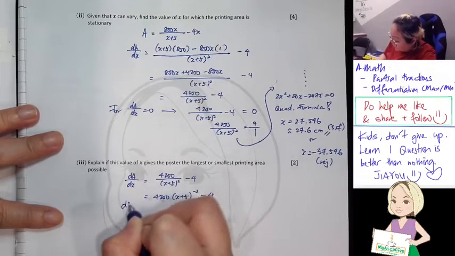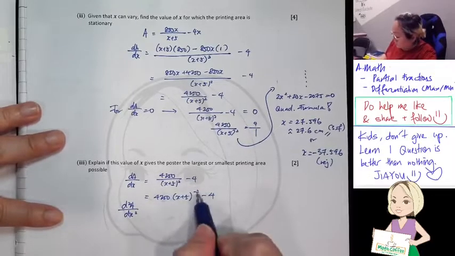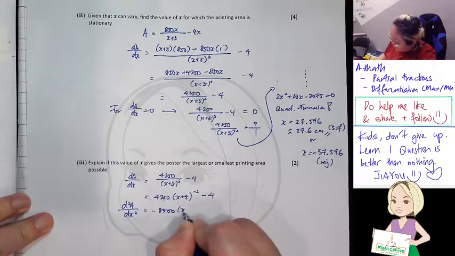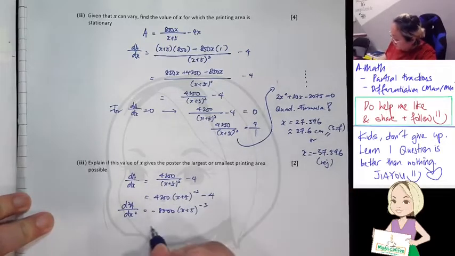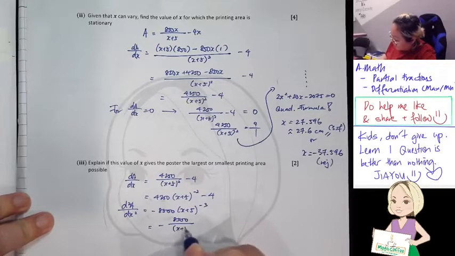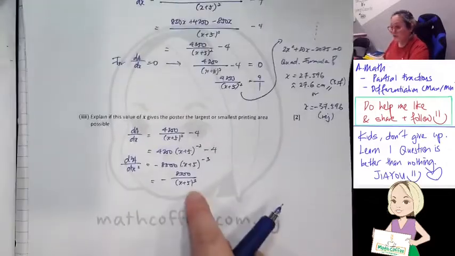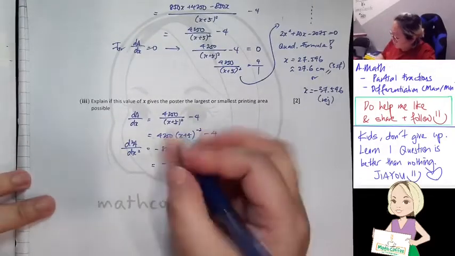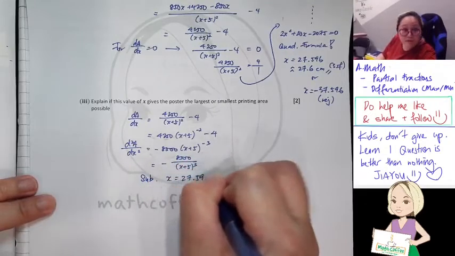So now we are ready to differentiate one more time. Power bring down, I will get minus 8500 (x plus 5) to the power of minus 3. Differentiate minus 4, it will disappear. So I end up having only minus 8500 over (x plus 5) cubed. So I need to sub in the x in order to find out whether this is a positive or negative value. So let's just sub in our x equals 27.596.